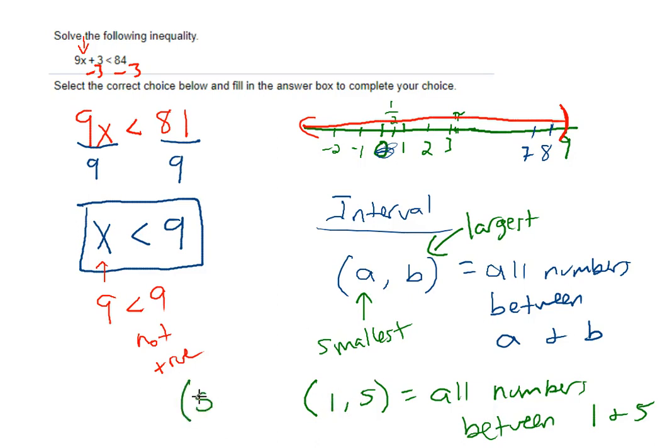You could not write it like this. This is not an acceptable way of formatting it. It needs to be smallest number first, largest number second. So don't write it like this. It needs to go from smallest to largest.